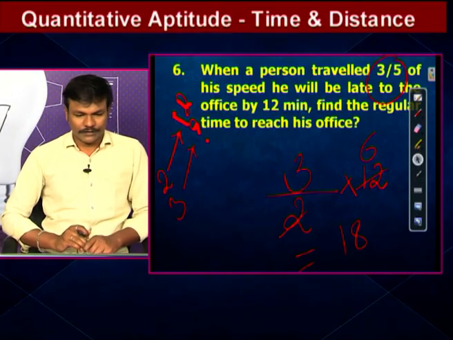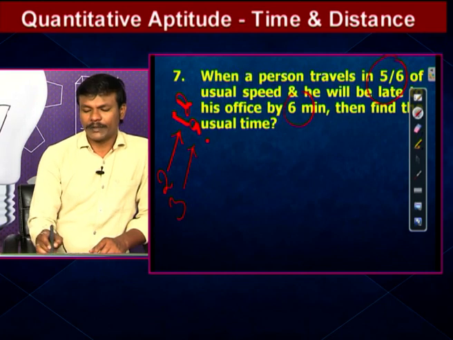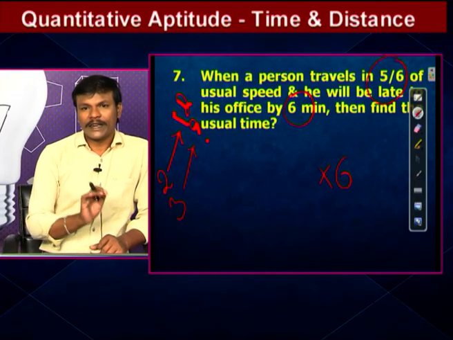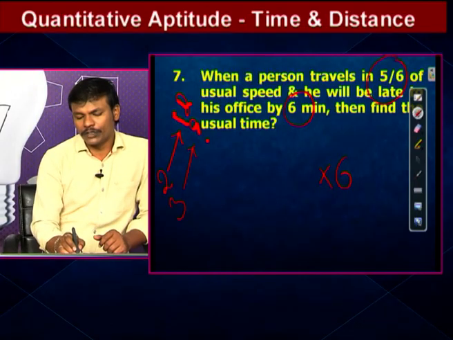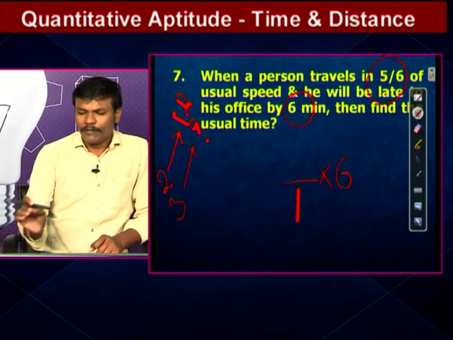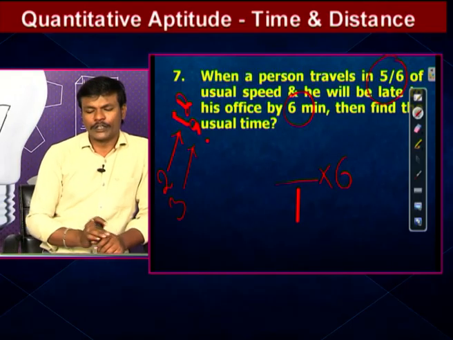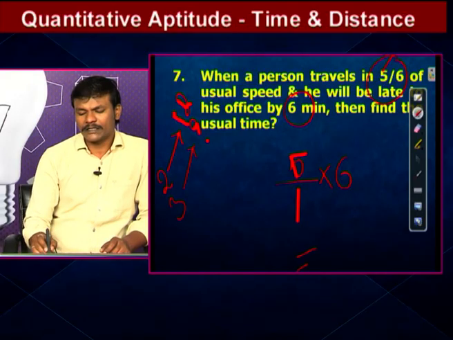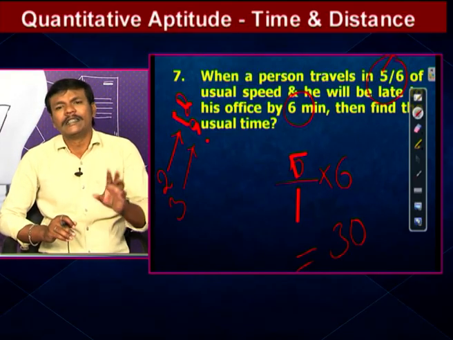So, the next question: the late is 6 minutes. You should make a fraction. Late means the difference of both times, and the difference of both times is 1. Find the usual time. The numerator is the usual time, so take 5. Simple. 5 sixes are 30 minutes. It takes just 10 to 15 seconds. Just 5 sixes are 30.